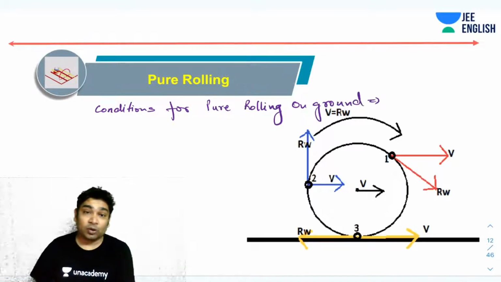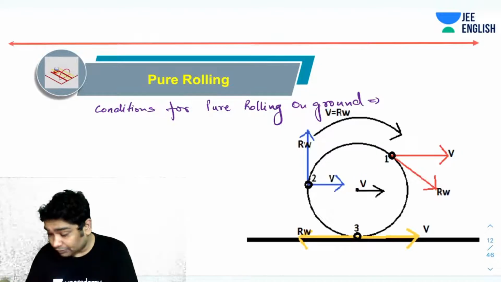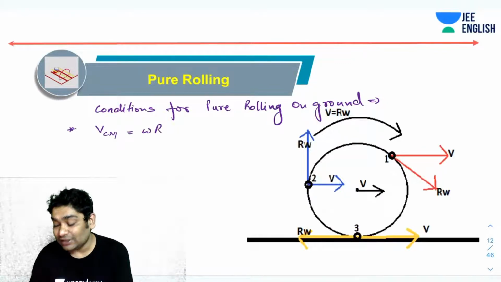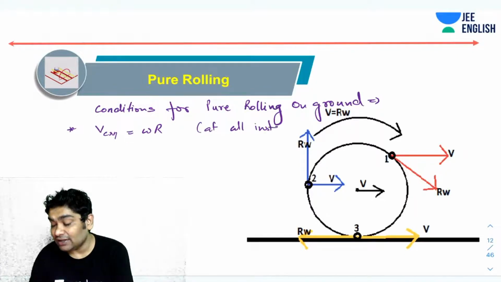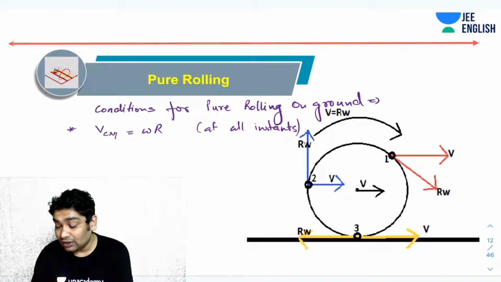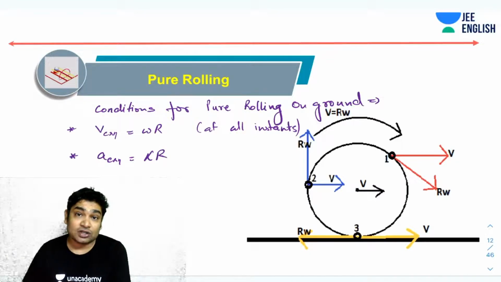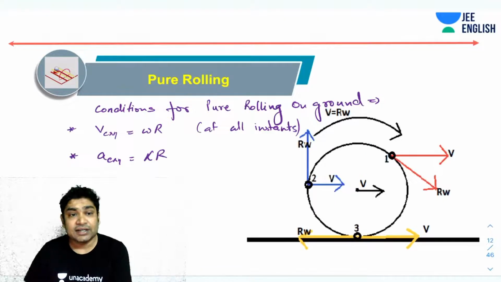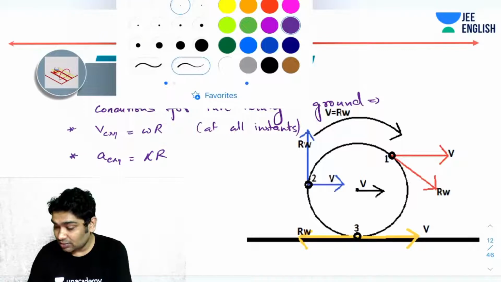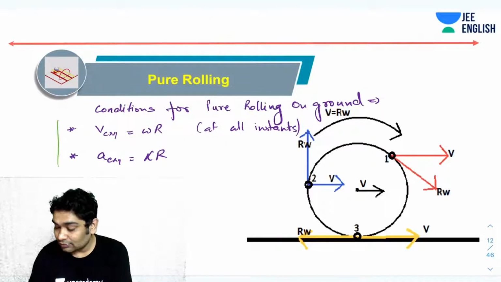What were the conditions of pure rolling on the ground? Now, those conditions were one, v_CM equals omega r at all instants. Now, if that is supposed to be the case, if I differentiate this, I will also get that a_CM equals alpha r. So these are the two conditions of pure rolling on ground or any stationary surface. Okay, correct. So these are my two conditions. Remember that. Very, very important.